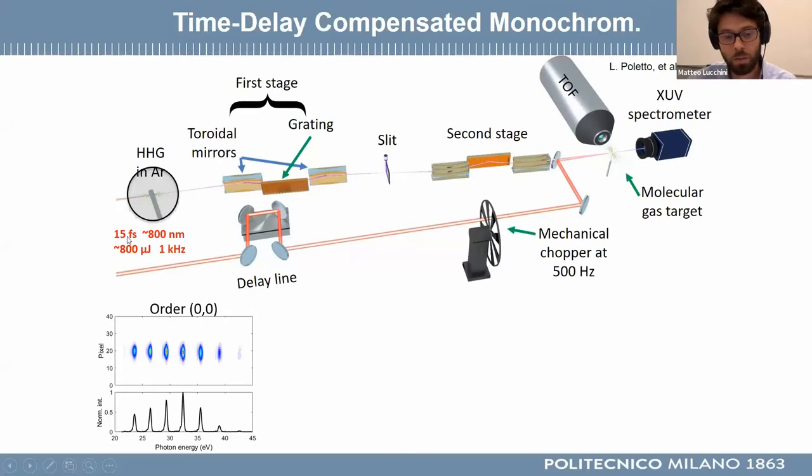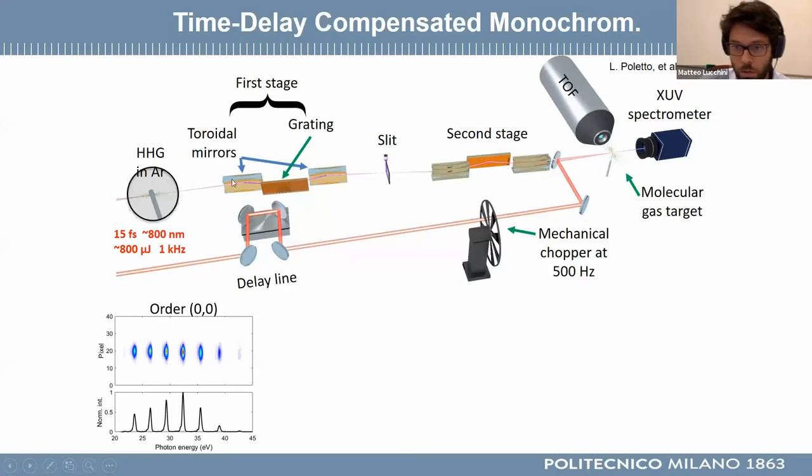Part of the IR radiation is then taken, sent through a delay line, and recombined with the VUV radiation at the end of the line through a drilled mirror. Both radiations are focused into an interaction region where we have a time of flight spectrometer and a molecular gas target. So we can perform pump probe experiments, but what is not conventional is all the optics that we have in between the harmonic generation and the recombination here.